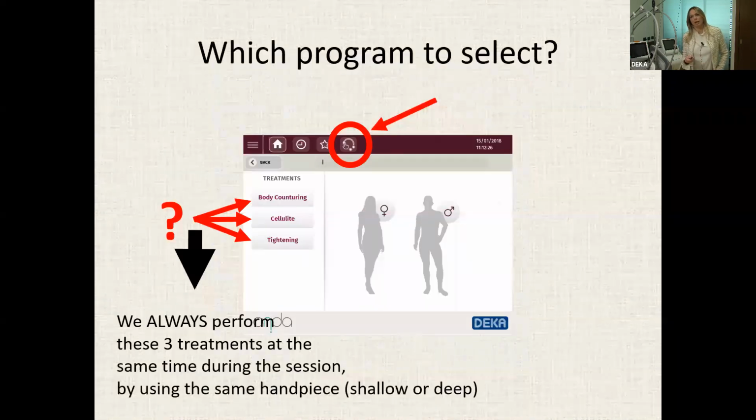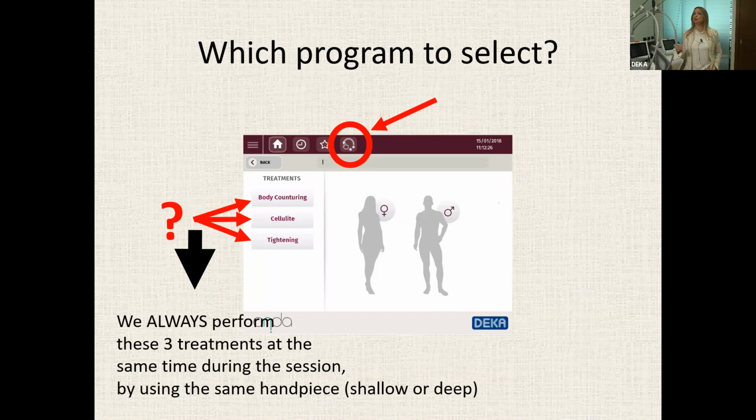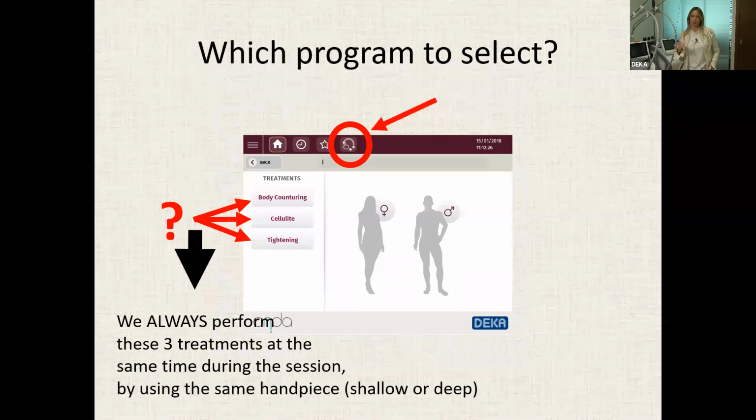Which program to select? Well, in the device, we have a database. I strongly recommend not to use it because it uses very low parameters. For obtaining very good results, we need to increase the parameters. So my suggestion is to go here in the manual selection, where there is this little hand, and set the machine by yourself.